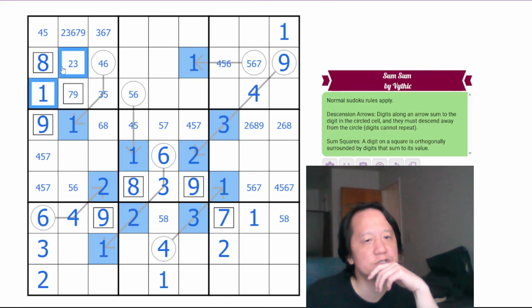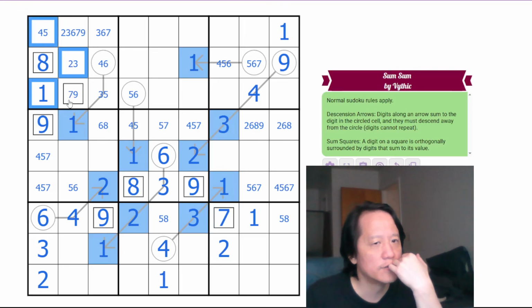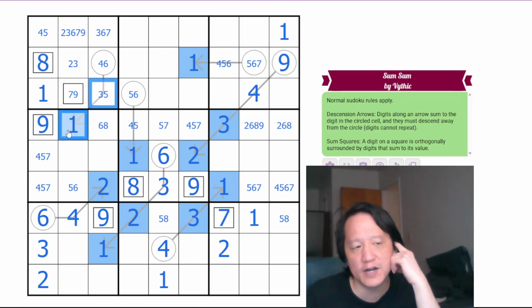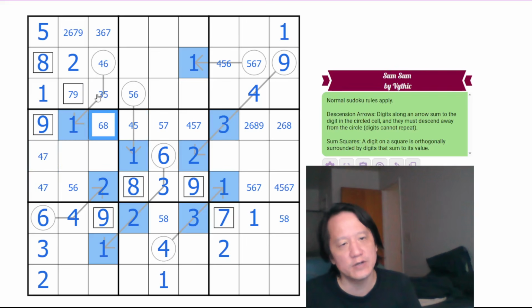If this is 1, 2, 5, that would force this to be 1, 2, 3, adding up to 7. That does work. If this is 1, 3, 4 here, that doesn't work because that's 1 and 5 here, adding up to 6, and 1, 3 plus 1, 5 adds up to 10. So this must be 1, 2, and 5 here, adding up to 8. That eliminates 5 here. This is a 4, 7 pair. 5 eliminates 5 here, so this is 3.